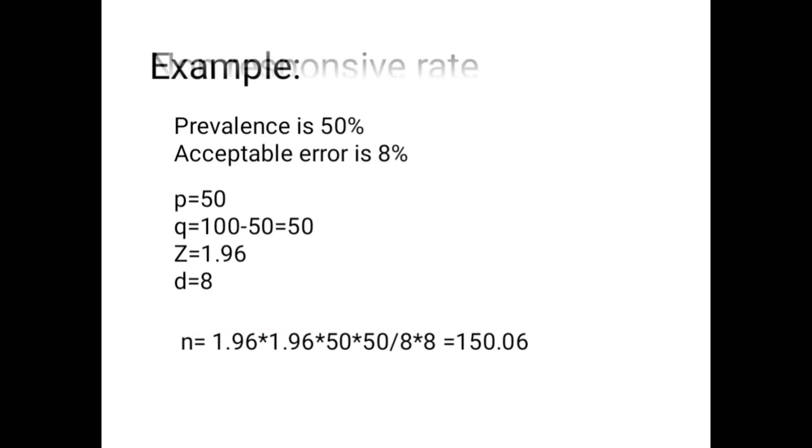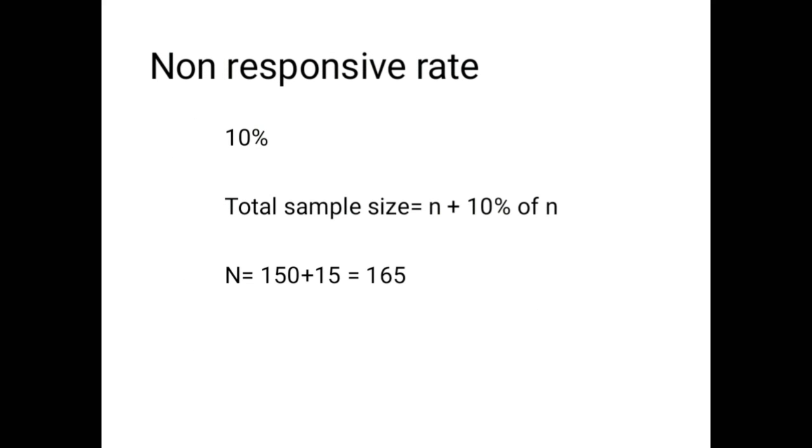Next we will see what if the patients are non-responsive. For example, we have taken 150 patients and after coming back we see that this patient didn't answer properly, that patient didn't answer properly. If so, our research and our results will get affected. So beforehand we will calculate that 10% of people will not be responding to us. So we will take a 10% non-responsive rate.